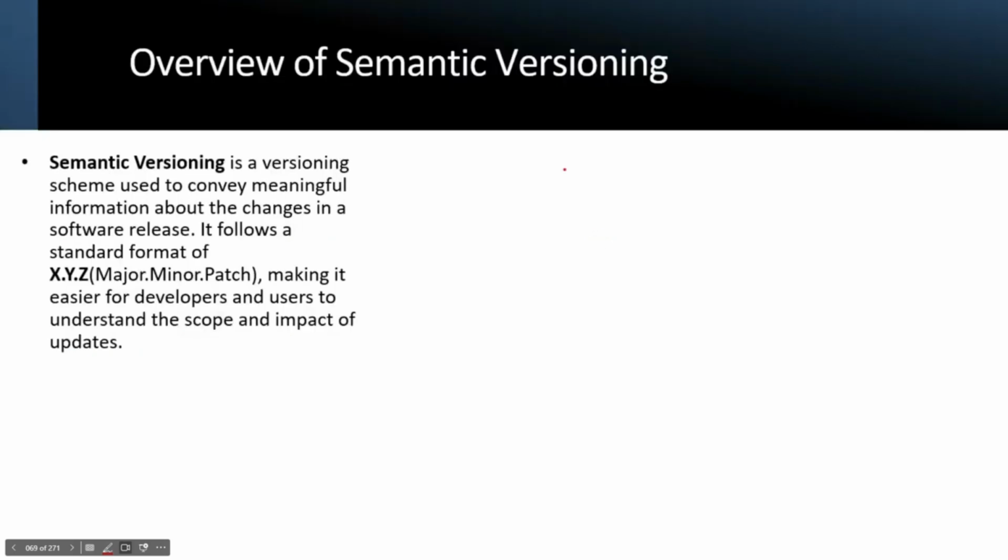Let's first understand semantic versioning. Semantic versioning is a versioning scheme used to convey meaningful information about the changes in a software release. It follows a standard format of x.y.z. X stands for major, Y stands for minor, and Z stands for patch, making it easier for developers and users to understand the scope and impact of updates.